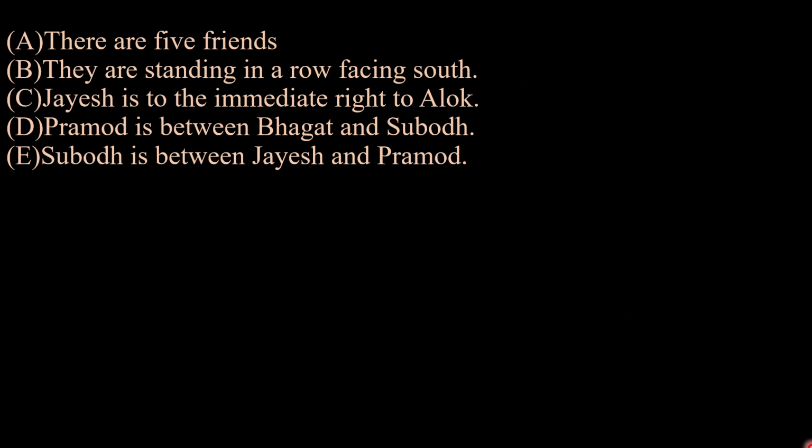Students, as I've told you earlier in my previous video, this is the set of instructions. We'll extract information from this set of instructions and then answer the questions. Okay, so let's see what is given here. There are 5 friends. They are standing in a row facing south.